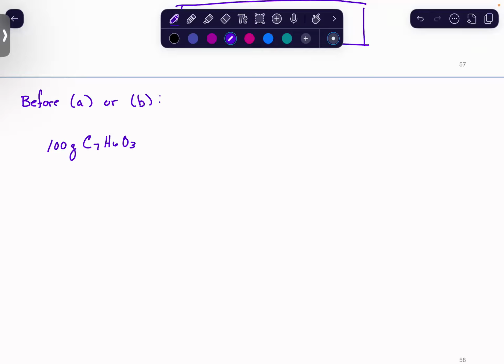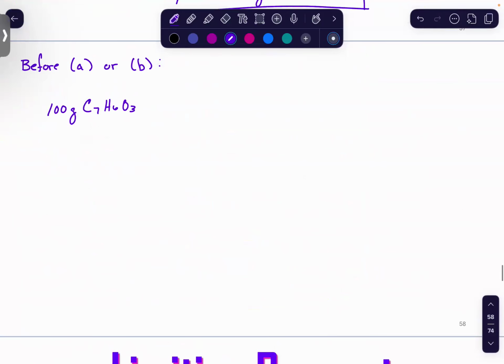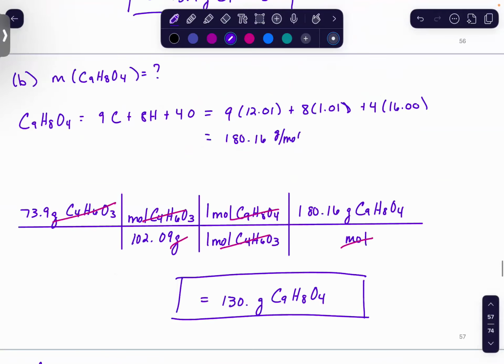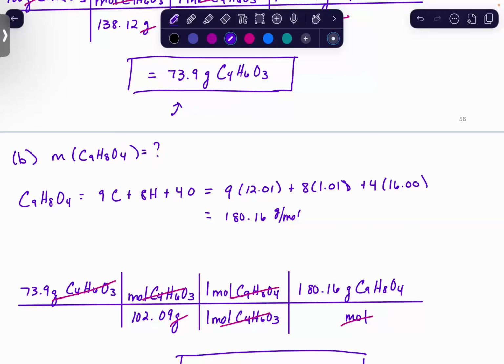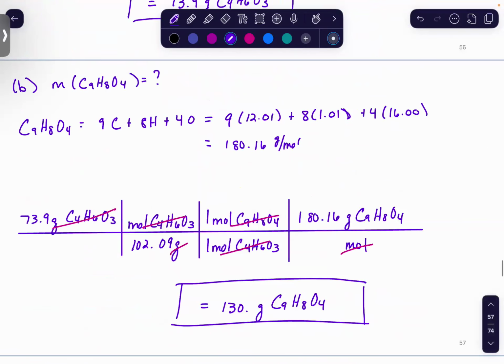Yeah, salicylic acid. Okay. What is this in moles? So we could have just calculated this. And the amount of acetic anhydride that we had to measure out, the 73.9 grams, is also going to give us 0.724 moles.